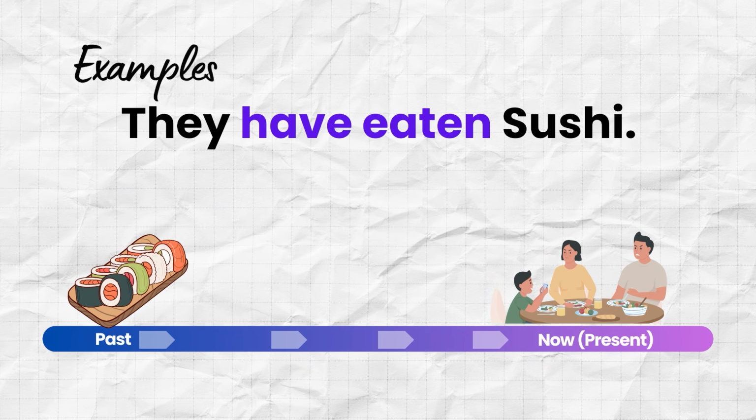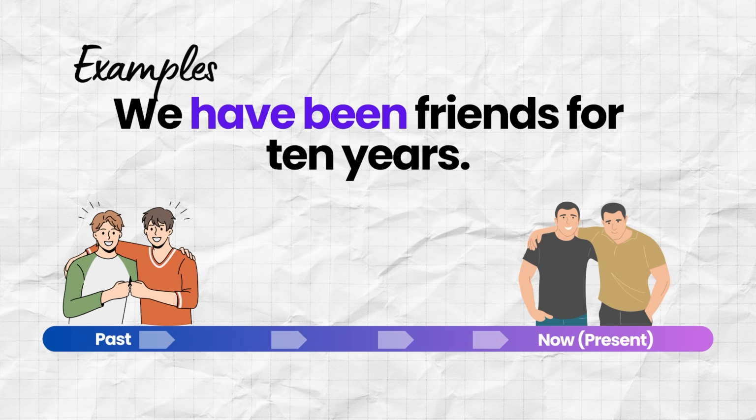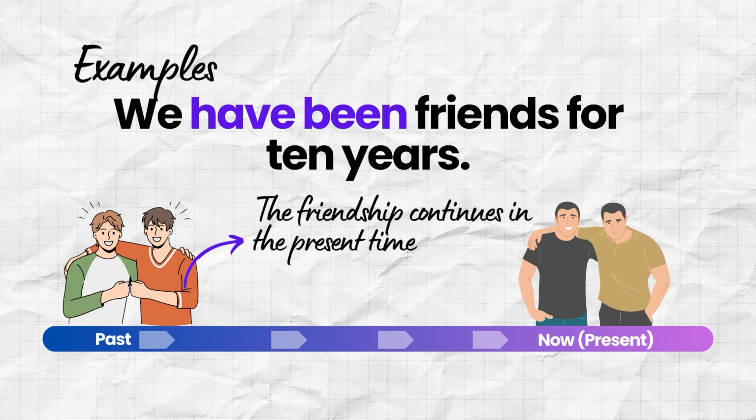They have eaten sushi. This shows that the experience of eating sushi has occurred at some point, but when it's eaten, it is not specified. It is not important. We have been friends for 10 years. This shows a state that started in the past and continues into the present. You are still friends, so it is something that started in the past but is still relevant today.